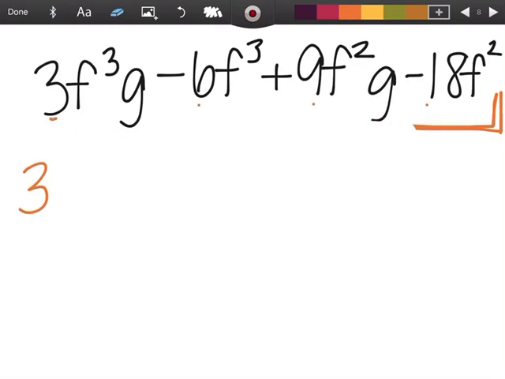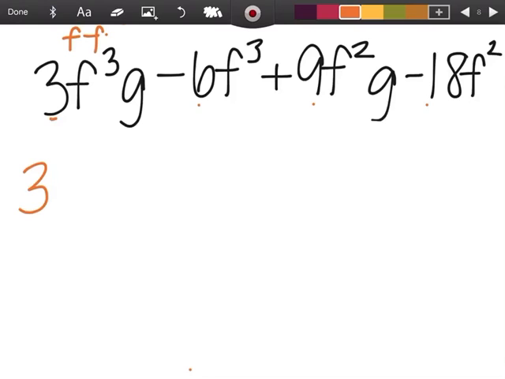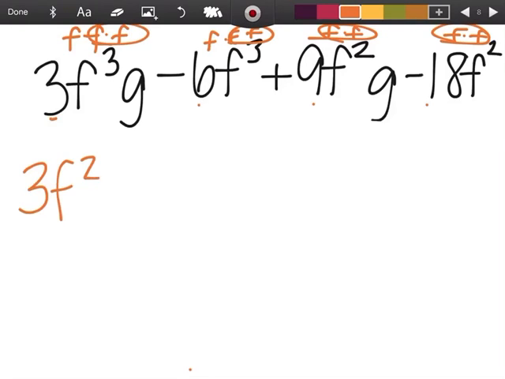I'm also going to look for letters that they all have in common. Well, this term has 3 f's, f times f times f. This has 3 f's. This has 2 f's. And this has 2 f's. So they all have at least 2 f's. f times f is f squared, so part of the greatest common factor is going to be f squared.